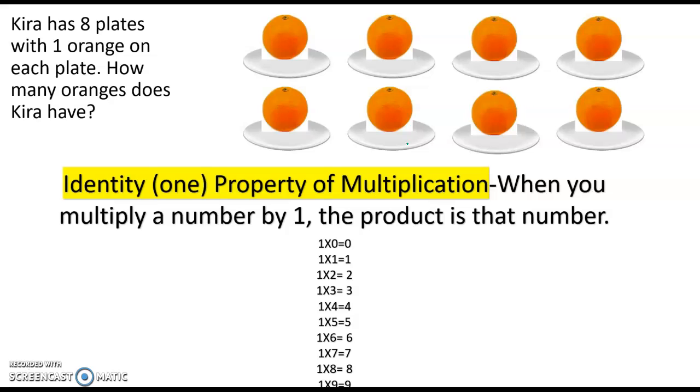Let's take a look at this word problem. Kim has 8 plates with 1 orange on each plate. How many oranges does Kim have? So she's got 8 plates, 1 orange on each plate. So she has 8 times 1, or 1 times 8. 8, 1 time.